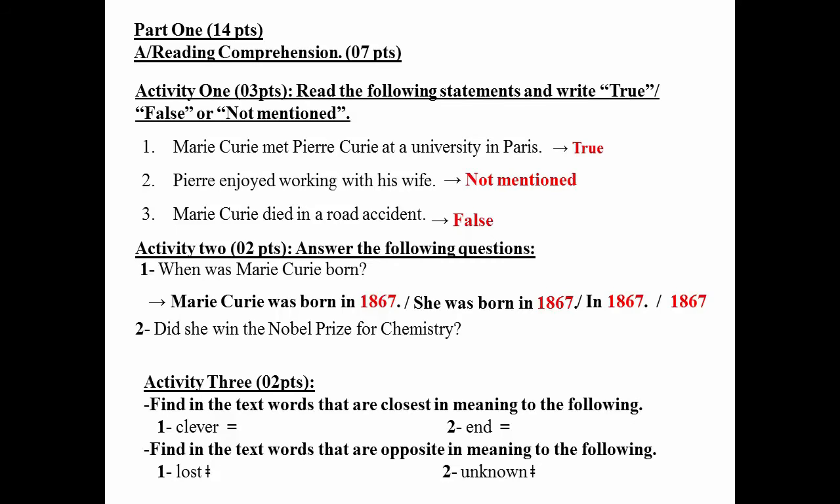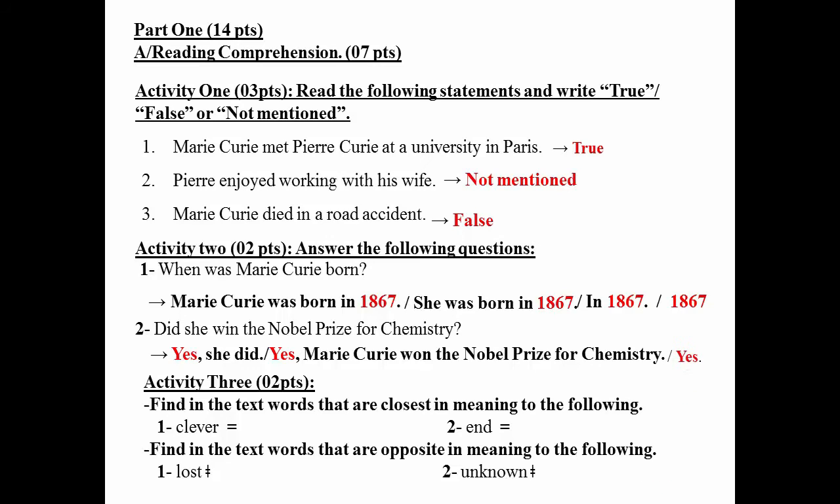Excellent. Yes, she did. So Marie Curie won the Nobel Prize for Chemistry in 1911, and it is mentioned in paragraph 2. And you can answer with yes, Marie Curie won the Nobel Prize for Chemistry. And simply you can say yes. So the three answers are correct. Good. So now we move to activity 3, which is about vocabulary.